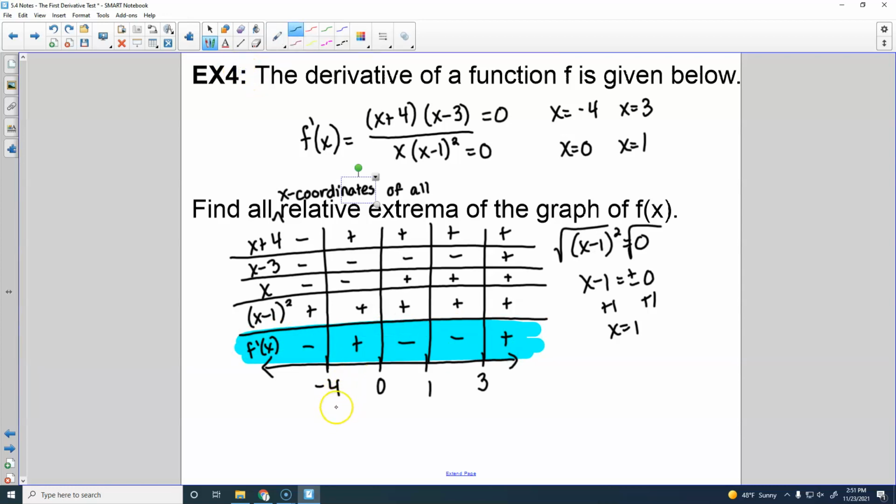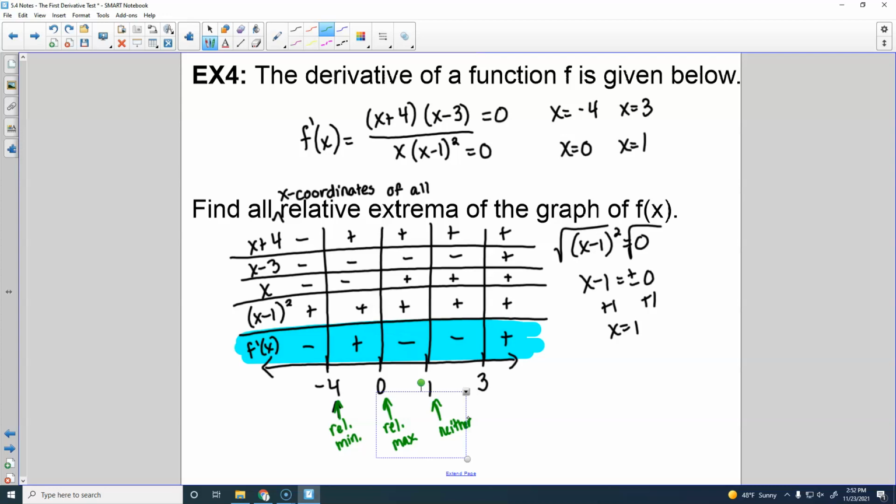So for our critical points, what would we have: maximum, minimum, neither one? At -4, we'll have a relative minimum. At 0, a relative maximum, because we go from positive to negative. What about at 1? That's neither. Nothing happens there. Our derivative probably comes down, touches 0, and goes back up.